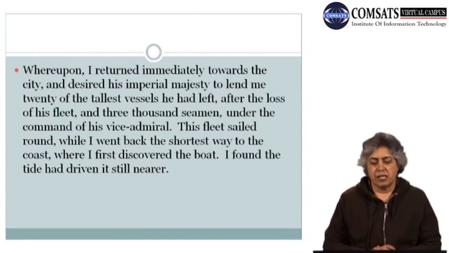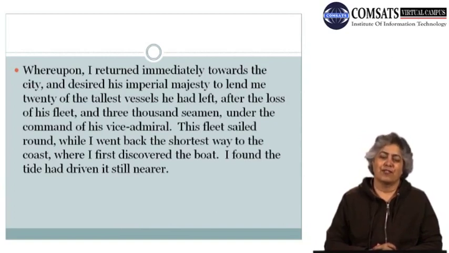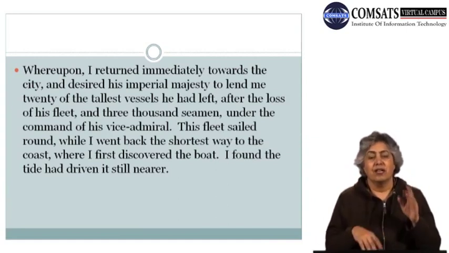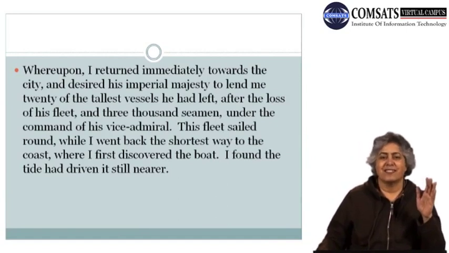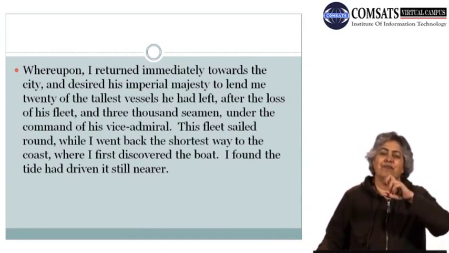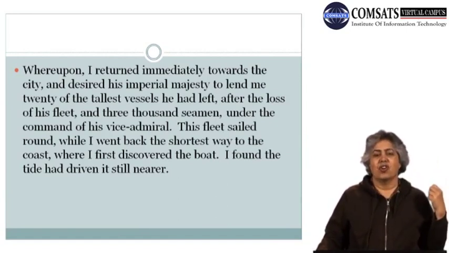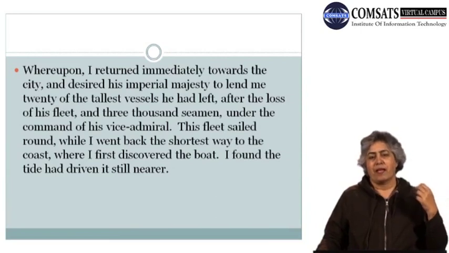So he returned immediately towards the city and desired His Imperial Majesty to lend him 20 of the tallest vessels he had left after the loss of his fleet, and 3,000 seamen under the command of his vice admiral. So he doesn't ask for the entire navy. Remember, he had taken 50 ships of the Blefuscudians, and he had pulled them to the shores of Lilliput.